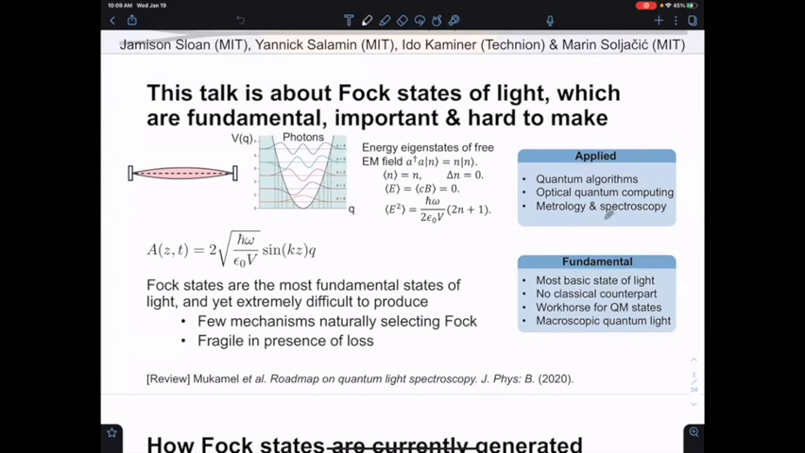For example, from a metrology and spectroscopy perspective, the fact that there's no number or intensity noise in these fields is interesting for doing measurements with noise which is below the classical shot noise limit associated with coherent states of the electromagnetic field, or classical light, like what you generally produce from, for example, a laser.